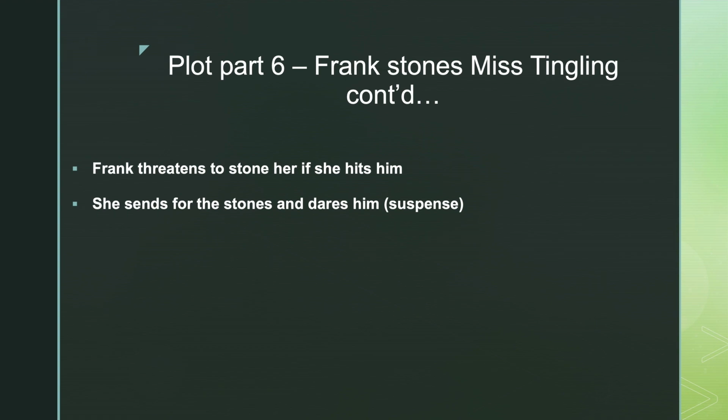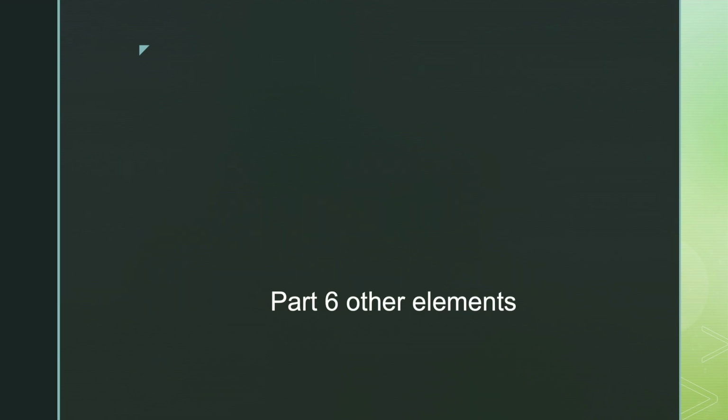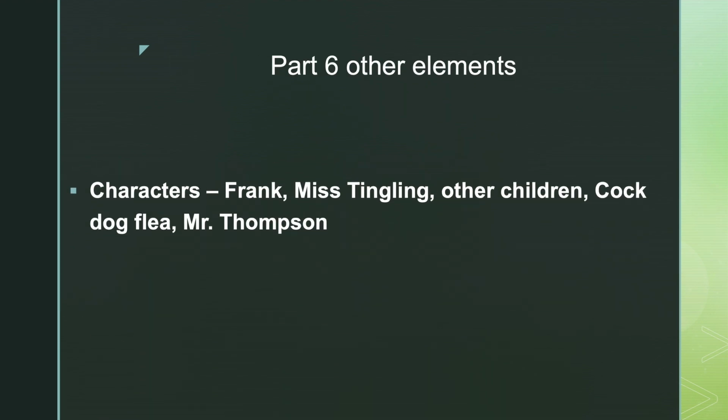Something has to happen. Frank being Frank, what does he do? He of course hits her and runs away. And that's the climax of that particular event. But it's not quite over yet, because in running away, he is being chased by several students, and only one manages to catch him. That is your resolution. Who are the players in this part? We have Frank, Miss Tingling, the other children, Cockdog Flea, which is the boy that caught Frank, and Mr. Thompson. Who is Mr. Thompson? Go read it and tell me who is Mr. Thompson in the comments.